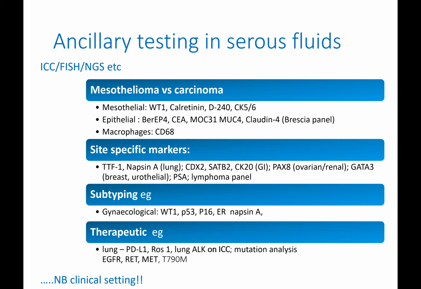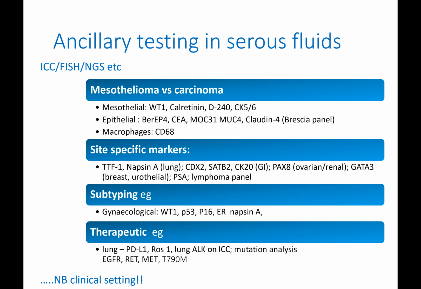Making a new diagnosis of malignancy in serous fluids almost always requires immunocytochemistry. Determining whether it's mesothelioma or carcinoma, you should really include at least 2 markers of each in your panel. With respect to site-specific markers, you'll have your own departmental favourites, but you can also include other stains like PAS diastase. Sometimes immunocytochemistry is required for subtyping of tumours, including, say, for example, ovarian tumours, and increasingly immunocytochemistry is required for therapeutic and prognostic information, especially in lung and breast.